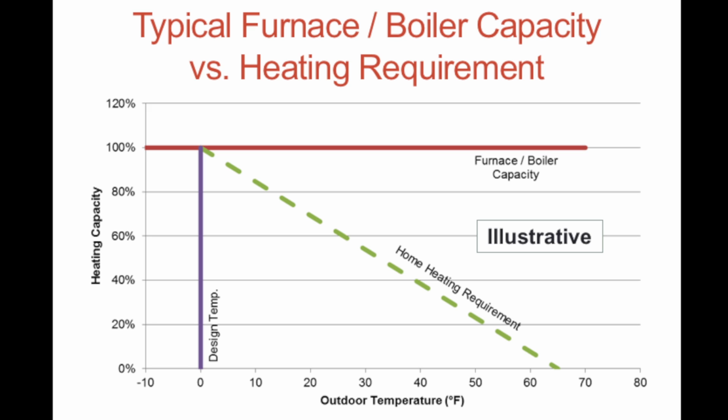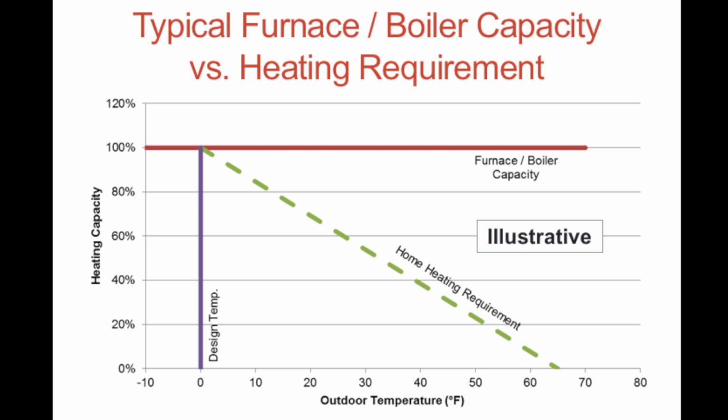Well, thank you, Brad. So in this first figure, we're showing how a conventional furnace or boiler might be sized to meet the needs of your home. The thing that's interesting about a furnace or a boiler is that it can put out roughly the same amount of heat regardless of the outdoor temperature. The red line in this figure illustrates that capacity. But your home heating load actually varies as it gets colder. You need more heat for your home. That's illustrated by the dashed green line in this figure.